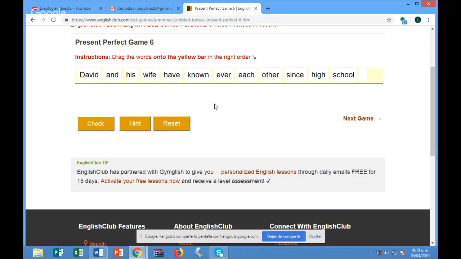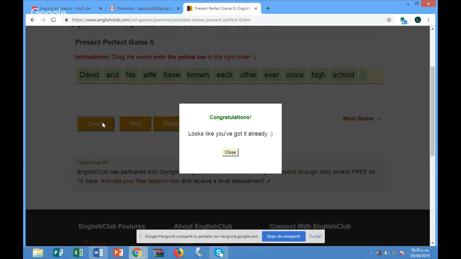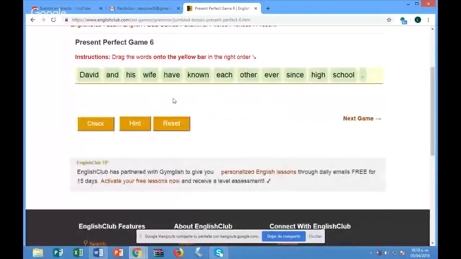David and his wife have known each other ever since high school. I don't know. Ever? Maybe here close? Yes, it's like this. David and his wife have known each other ever since high school. So this "ever" is "siempre." So yes, it can be like this, okay? David and his wife have known each other ever since high school.